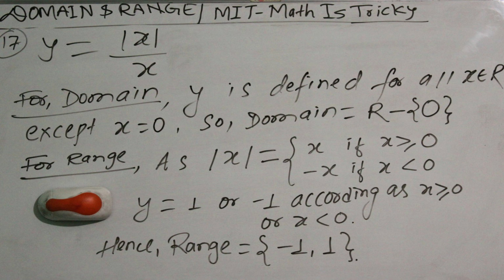And for the range, as before, we can use the concept of modulus. Modulus x is defined as x for x greater than or equal to 0, and minus x for x less than 0. So we get the value of y as 1 if modulus x equals x, since x by x is 1, and we get -1 if modulus x equals minus x. According to this, we have only two values, -1 and 1, for y. So for all values of x in the domain, we get only -1 or +1 as the value of y. So our range is the set of -1 and +1. This is the required solution for question number 17.